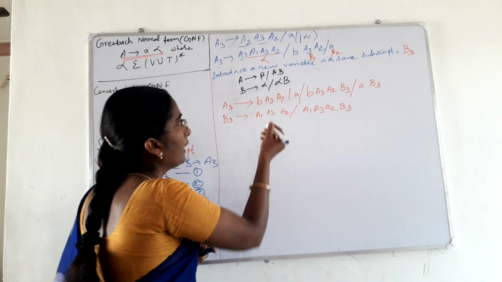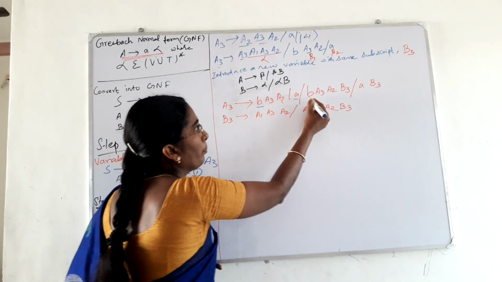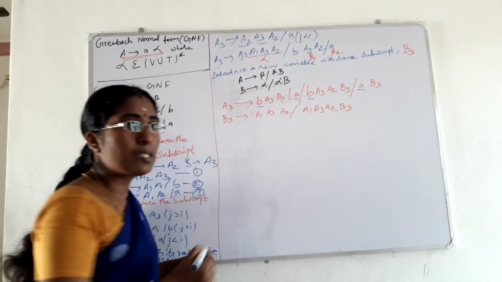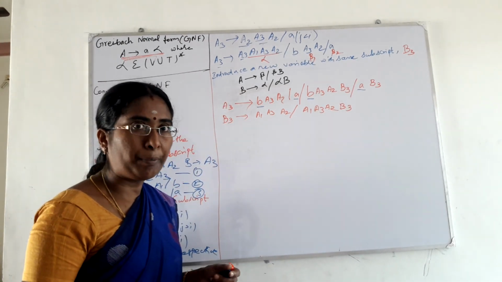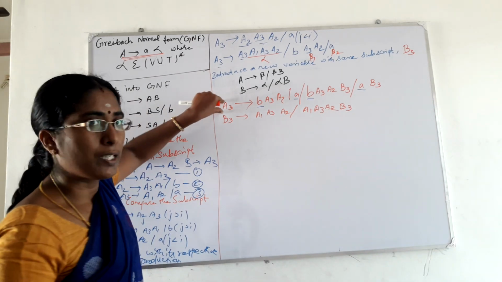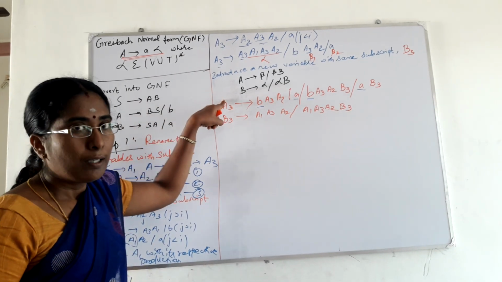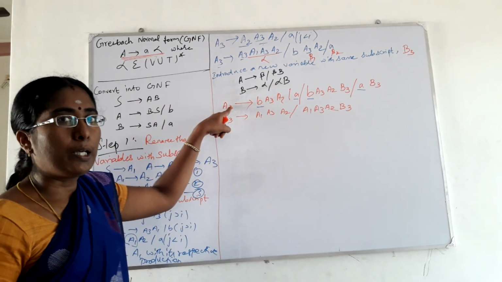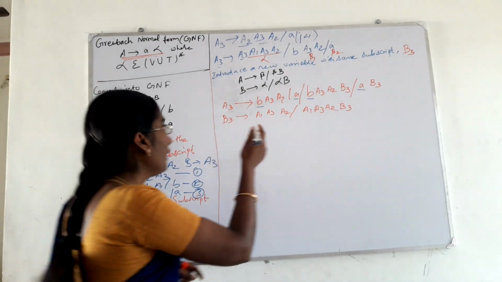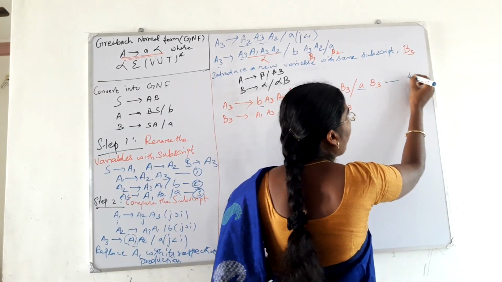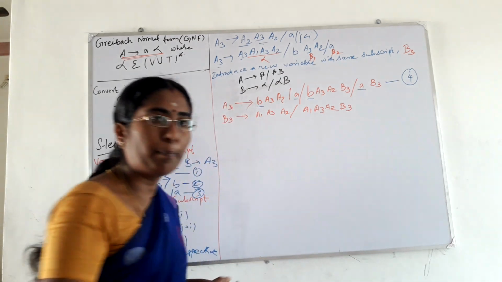That is here it is B, A, B, A. All the productions of A3 are starting with the terminal. So all A3 productions are in GNF form. Consider this as production number 4.